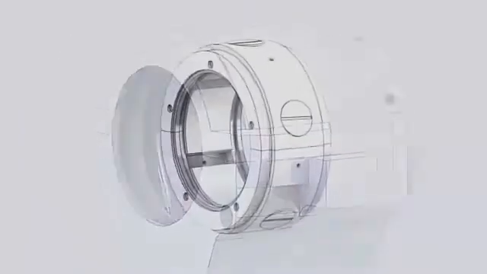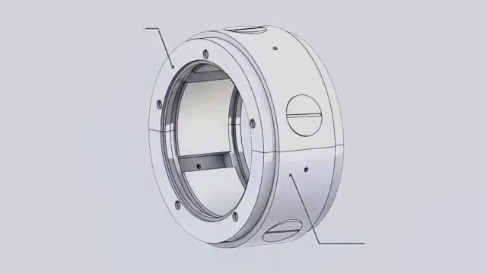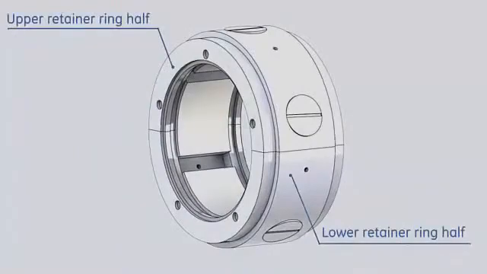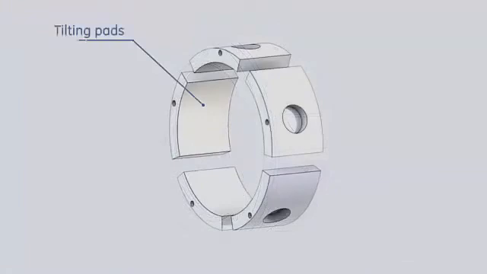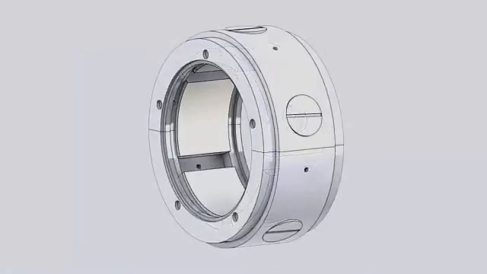The bearing liner of the tilting pad type consists of a retainer ring and 5 tilting pads. The tilting pads are assembled so that high-pressure oil film is generated between each pad and the rotor journal surface. This produces symmetrical force on the bearing surface that helps to maintain shaft stability.